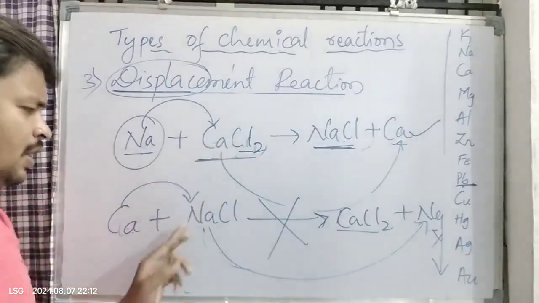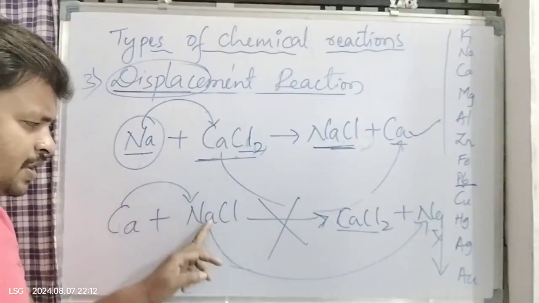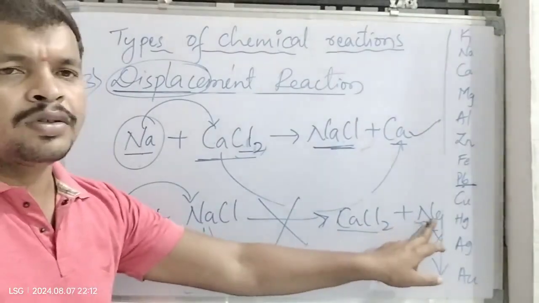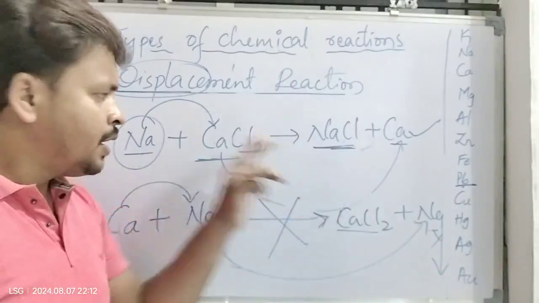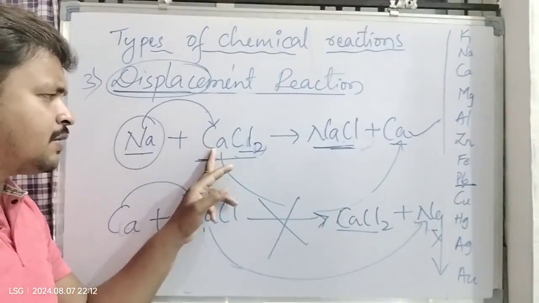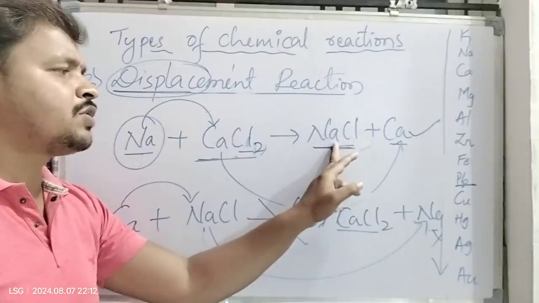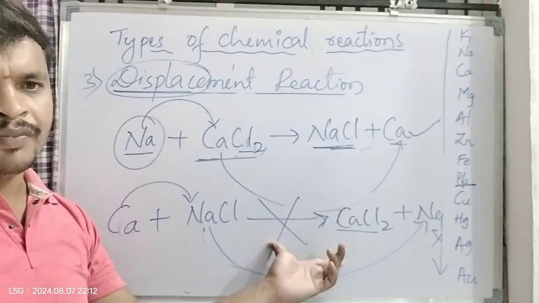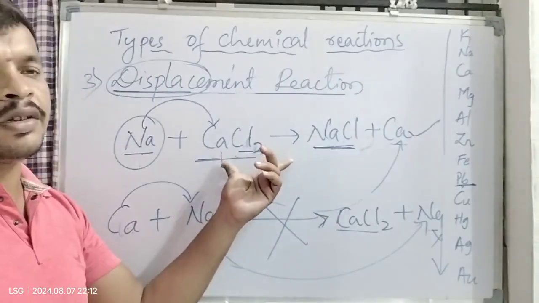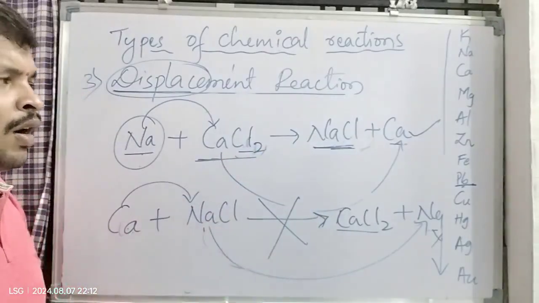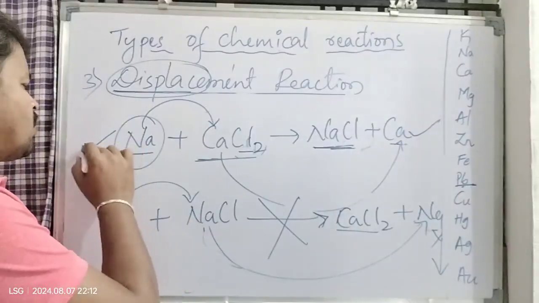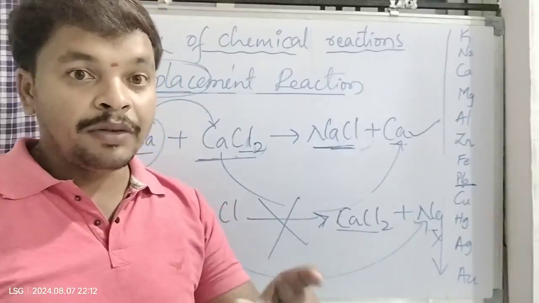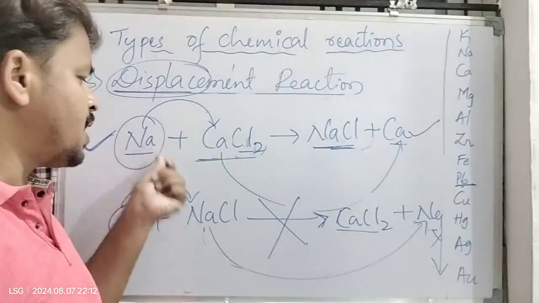Here also displacement is there. Calcium is displacing the sodium, forming calcium chloride. Sodium is out. Here also sodium is displacing the calcium and combining with the chlorine to form sodium chloride. Calcium is out. Why can't it happen here? In every reaction you cannot see like this, because how it takes place depends on the reactivity series, or reactivity of the elements. Reactivity of the metals. These all are metals, sodium, calcium and all.